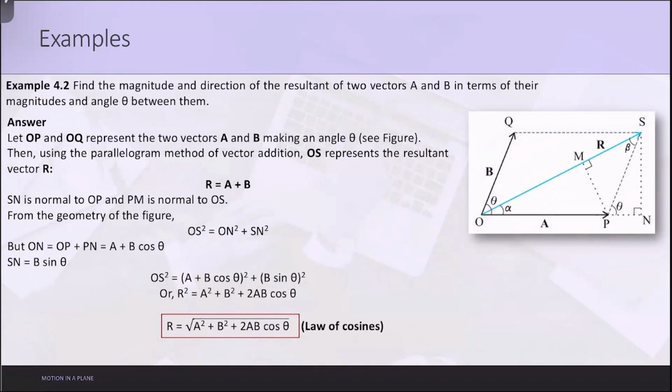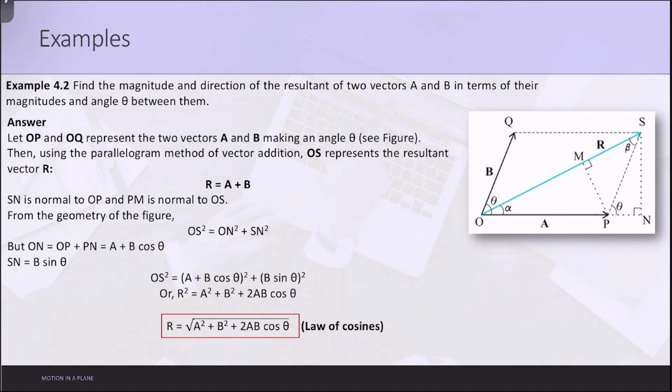Now let us understand the actual analytical formulation of the addition of two vectors by an example given here. I will start this complete concept as much as possible in this lecture, and then I will revise it in the next lecture, and then we can move forward. Find the magnitude and the direction of the resultant of the two vectors A and B in terms of their magnitudes and the angle theta between them.